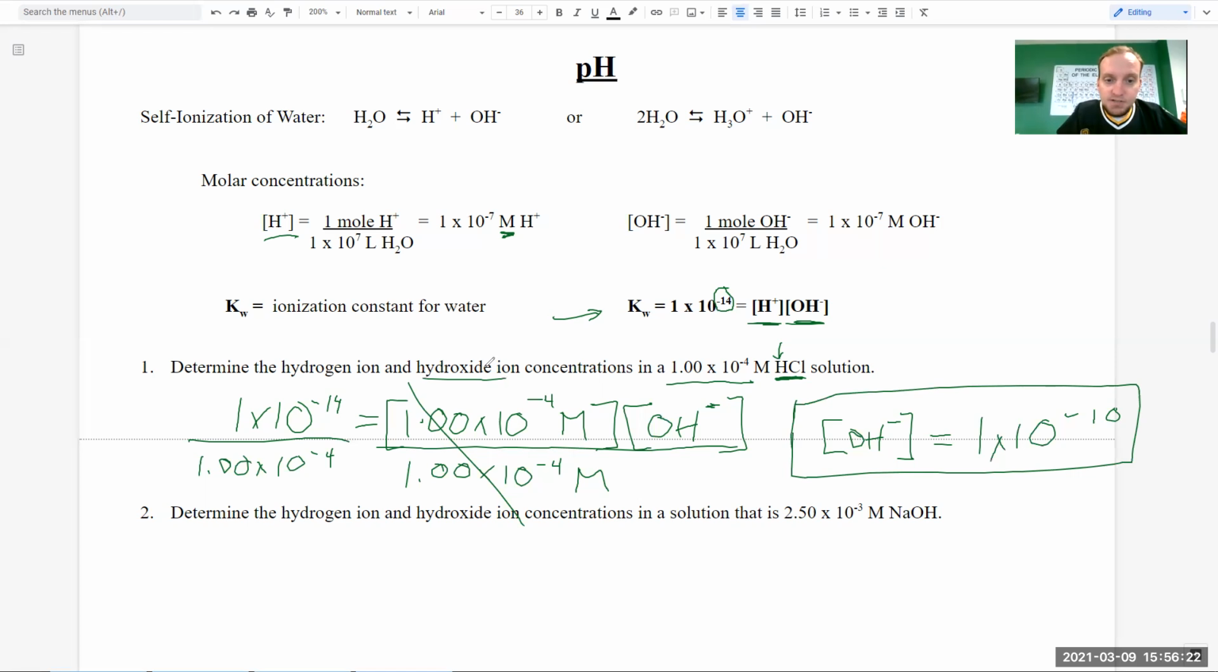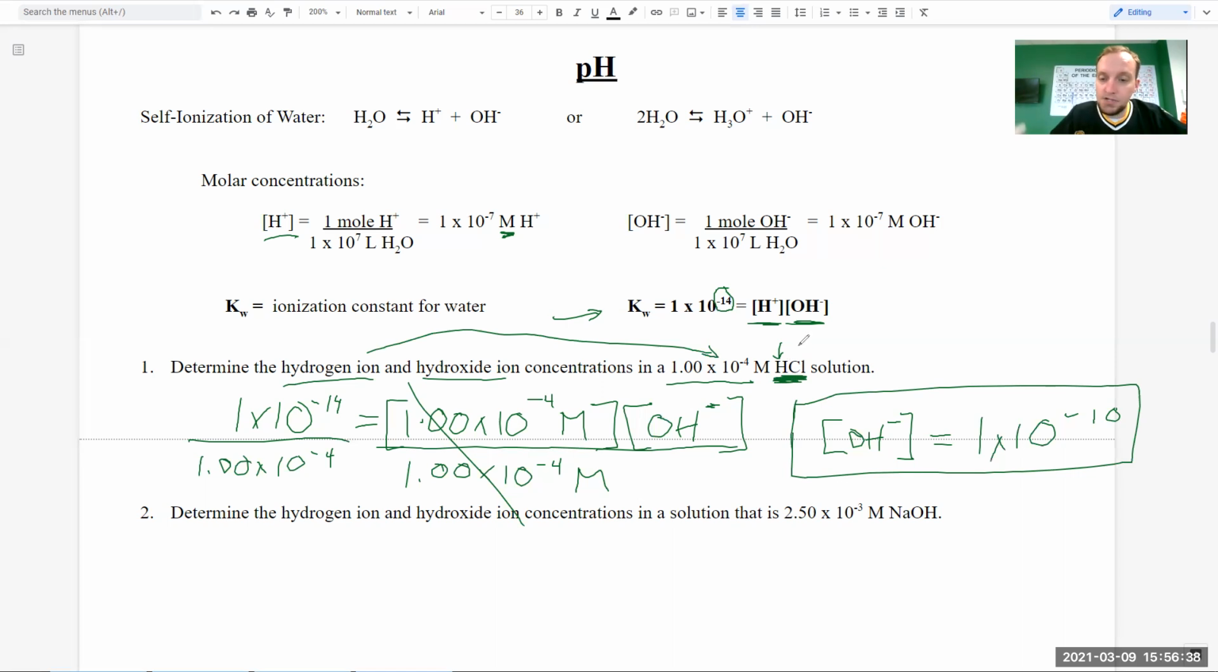So we got the hydroxide. They also want the hydrogen ion. Well, guess what? This is the hydrogen ion concentration right here. Why? Because again, it is the acid. They gave us the concentration of acid. Therefore, that is the hydrogen ion concentration.